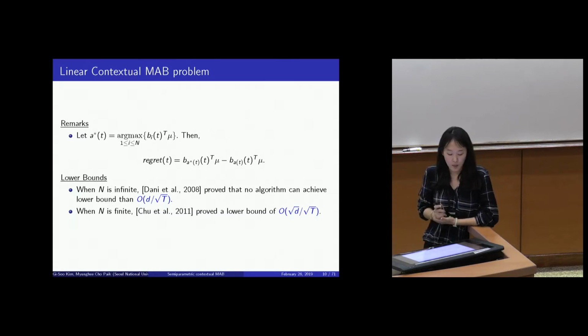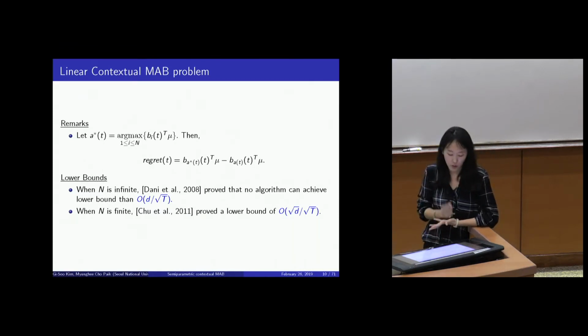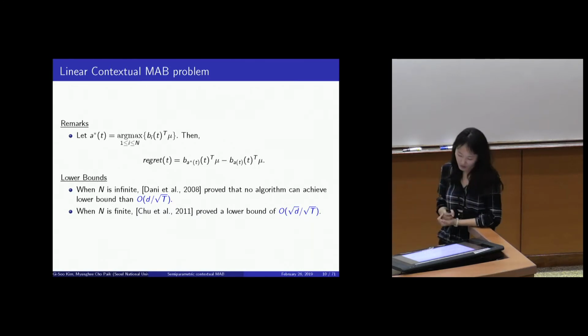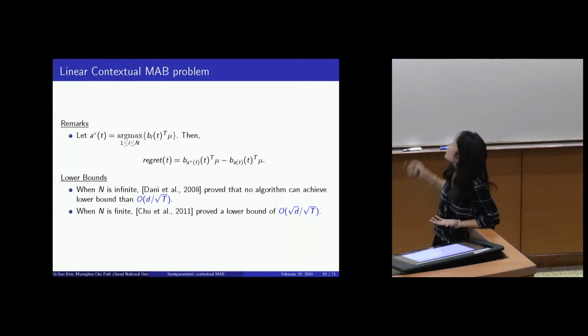First, when the number of actions n is infinite, Dani et al. proved that no algorithm can achieve a lower bound than of order d over root t. And when the number of actions is finite, Chu et al. proved a lower bound of root d over root t. So we can see that the lower bounds depend on the dimension of mu.